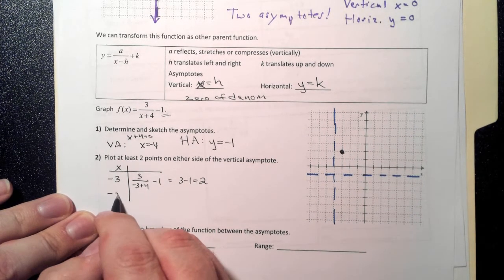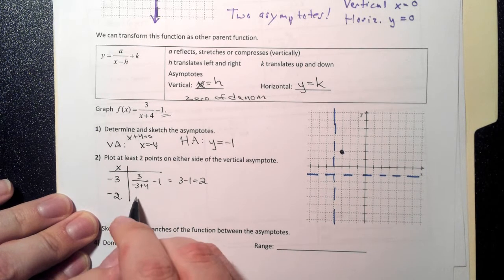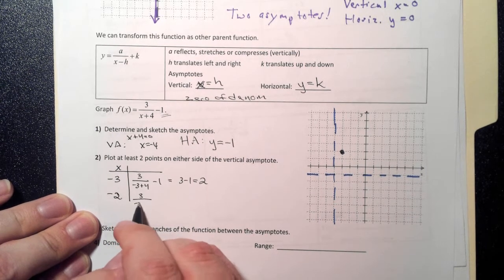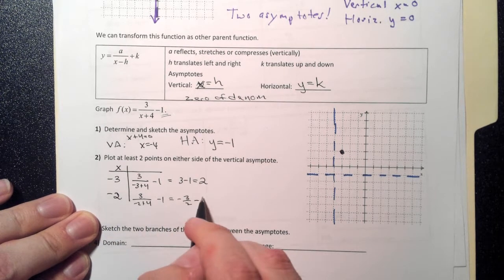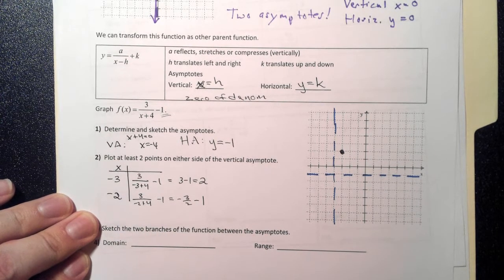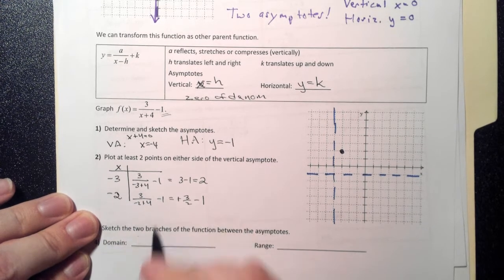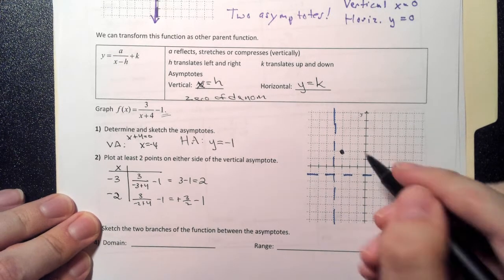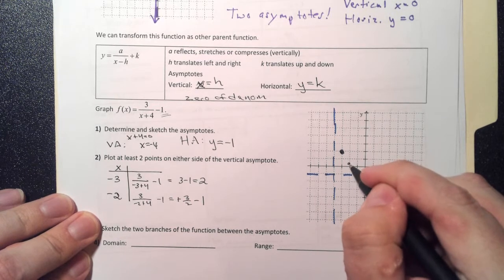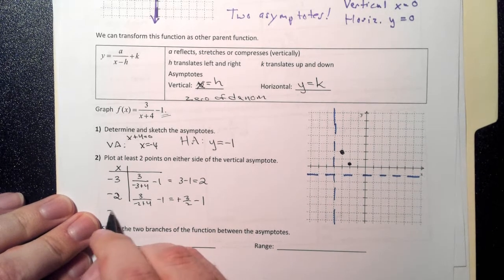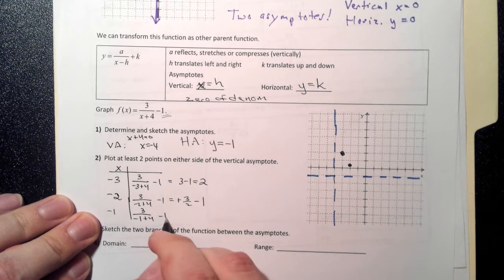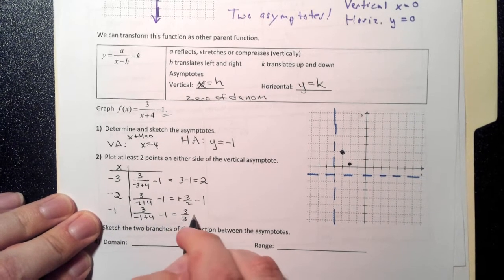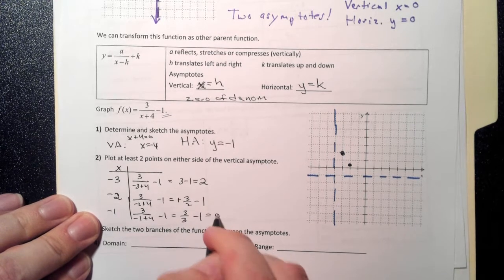If I were to put in negative 2, what would I get? I would have 3 over negative 2 plus 4 minus 1, which looks like negative 3 halves minus 1. Excuse me, positive 3 halves, because this is 2. 3 halves minus 1, which is 1 half. And I could keep doing this. If I put in negative 1, I would have 3 over negative 1 plus 4 minus 1, which is 3 over 3 minus 1, which is 0.